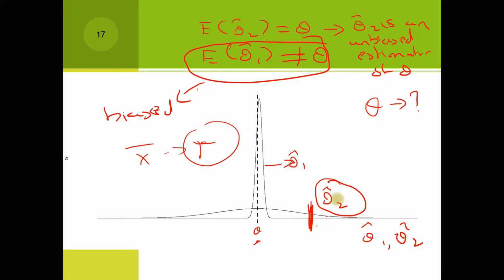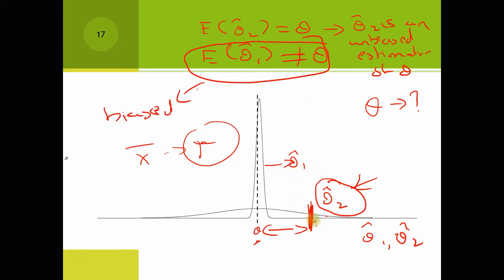This value from theta cap 2 is a possibility. There is a high probability of obtaining this kind of value very far from theta with theta cap 2. But from theta cap 1, just look at the shape, the probability is almost close to zero. There is almost no probability of getting a value that far from theta. So remember that you're taking only one of these theta cap 1 or one of these theta cap 2.